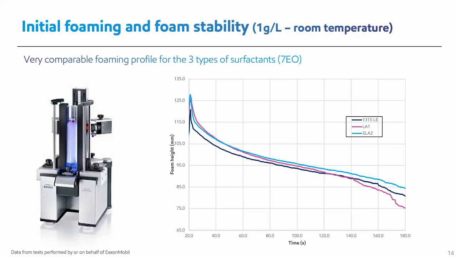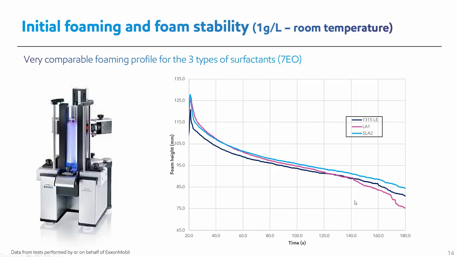Foaming is an important characteristic for surfactants. Foaming level can be measured with a dynamic foam analyzer, such as the one shown here. 1 gram of surfactant is added per liter of water. The solution is added into the cylinder, and foaming is generated from the bottom through air sparging. This equipment provides the maximum foam height as well as the stability of the foam as a function of time.